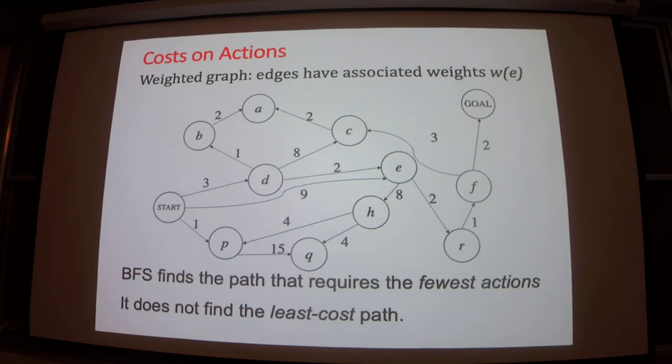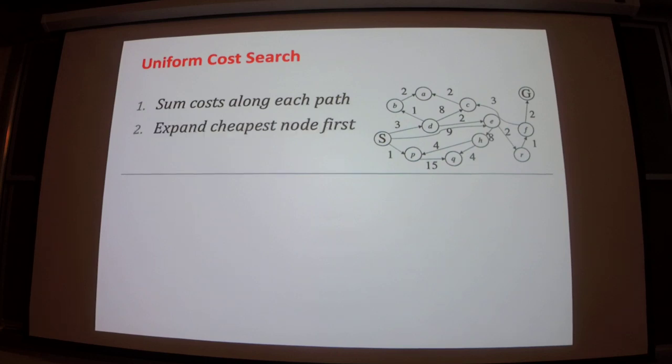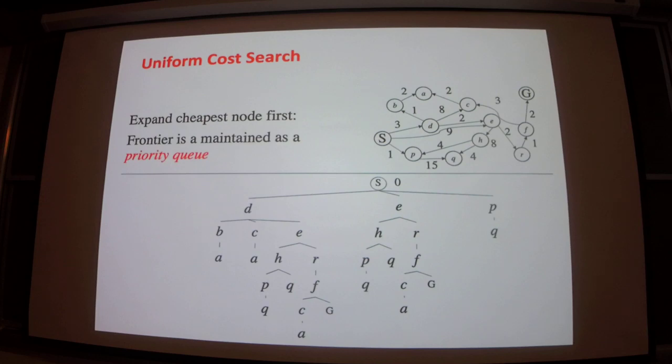It's going to find the path that requires the fewest number of actions, but not necessarily the optimal path with respect to cost. So we're going to introduce something called uniform cost search, where we sum costs along each path, and we expand the cheapest node first. Not the first one we saw, not the most shallow one, not the deepest one, the cheapest one. And then we're going to maintain the frontier as a priority queue.